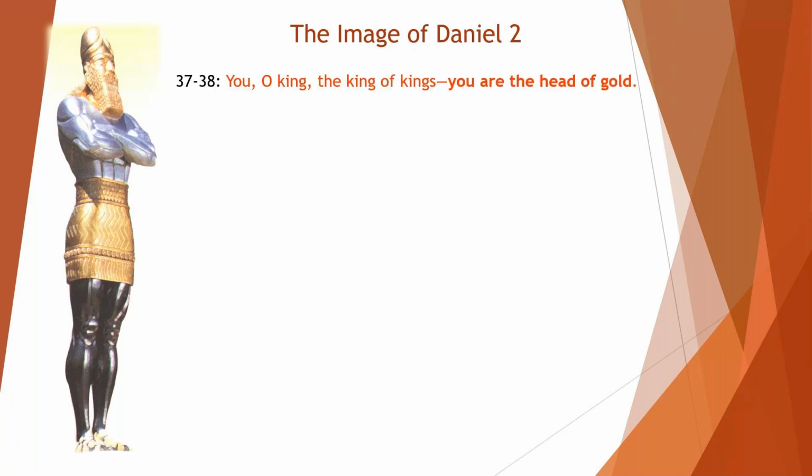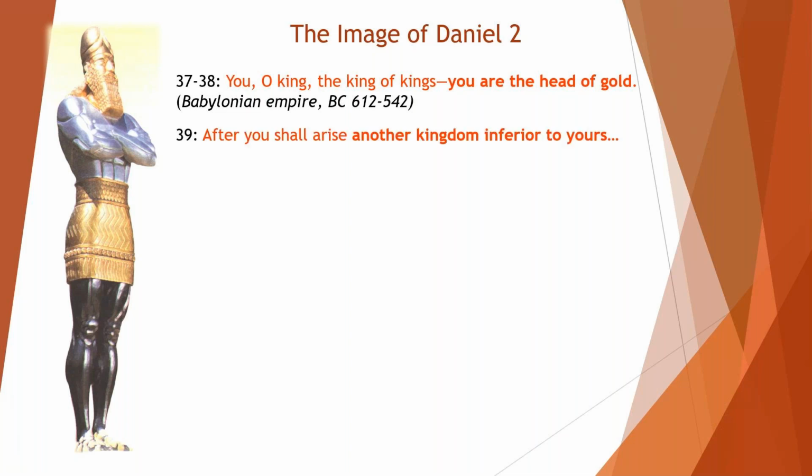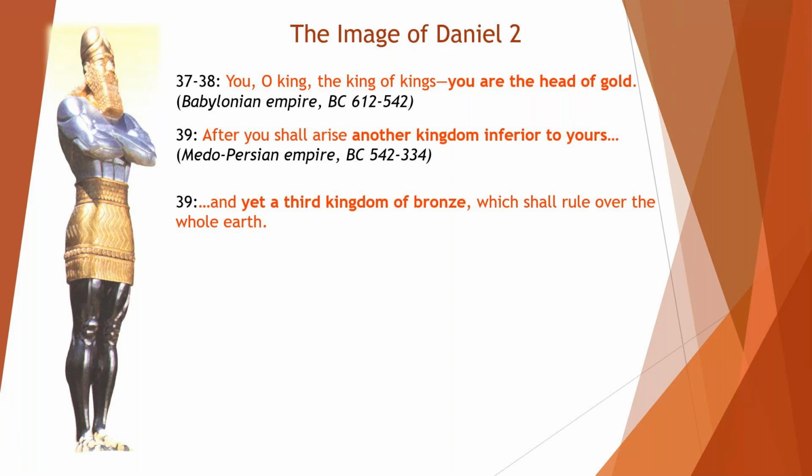Okay, Daniel 2. You're the head of gold. It says Babylonian Empire lasted 70 years, as it so happens. After him came another kingdom inferior to it. So this is, by the way, just going through Daniel's interpretation of the vision. I'm going to explain it. Medo-Persian Empire, the kingdom that came after Babylon, was inferior. The third kingdom of bronze will rule over the whole earth.